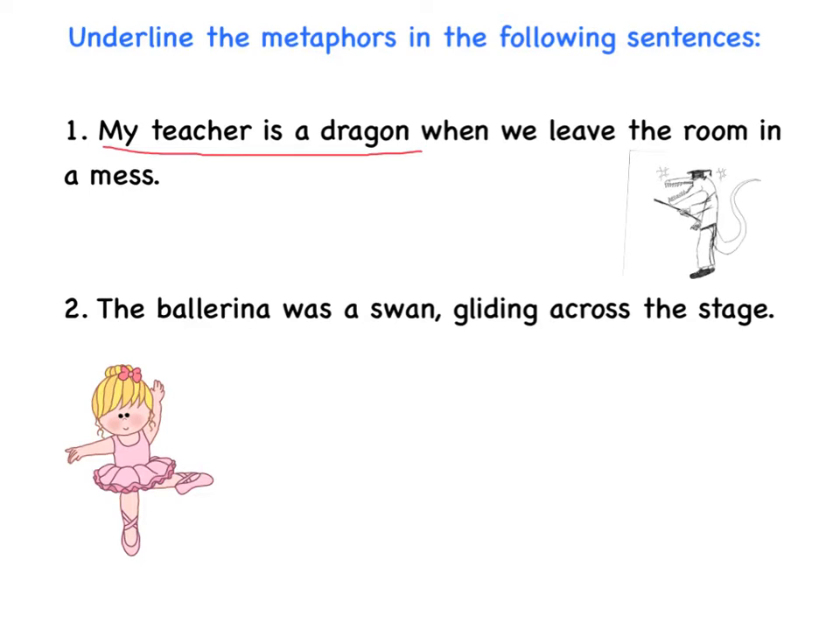Let's have a look at sentence 2. The ballerina was a swan gliding across the stage. Now, the metaphor is comparing two things, and the two things that are compared are the ballerina and a swan. So there is your answer right there. And again, the ballerina is being compared to the swan because the swan is a graceful bird, and the ballerina obviously danced gracefully. Naturally, the ballerina is not a swan, but is merely being compared to the swan. So, there you have it.